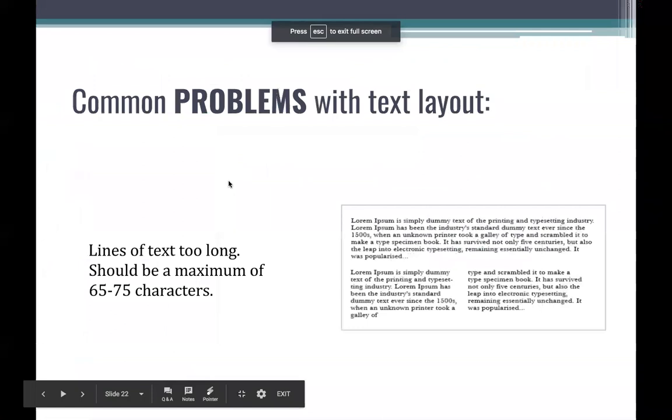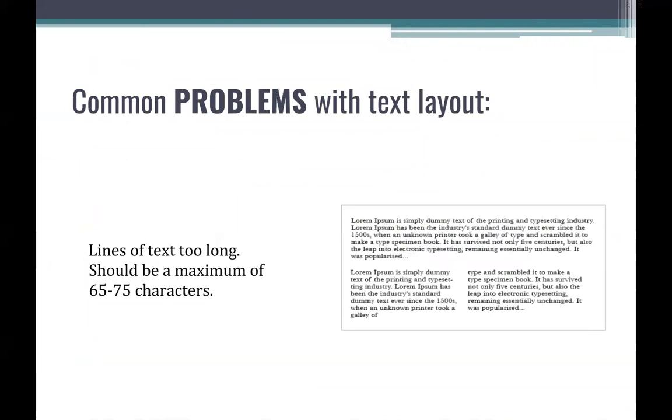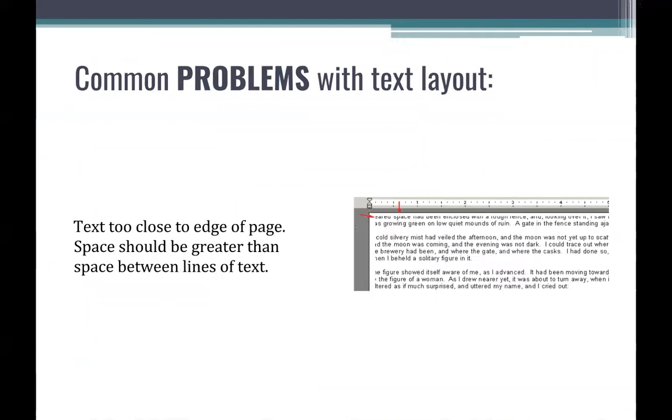So let's take a look at some of the common problems with text layout, because you might run into these problems when you're either putting together the assessment or when you're creating your invitation. So lines of text can be too long and should be a maximum of 65 to 75 characters, also known as 2 alphabets. So think of that when you're doing the assessment for this week, when you're coming up with a plan. Text that is too close to the edge of the page can be difficult to read, so the space should be greater than the space between the lines of text. That's why we always add in at least a half inch of a margin. It's really a good rule of thumb.